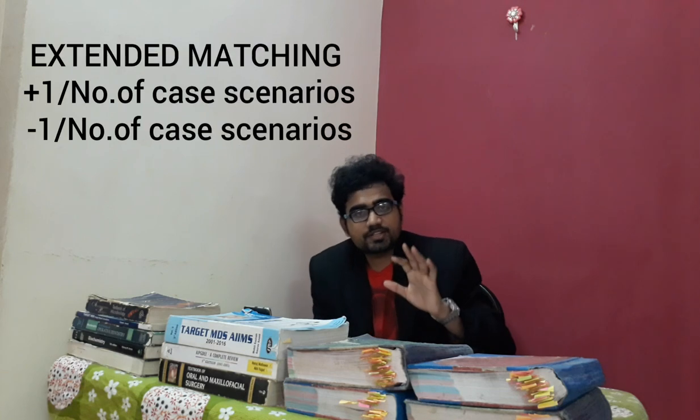So this type of question is going to be tricky. And for every correct answer, you are going to get +1. For every wrong answer, you are going to get -1/4, which is -0.25. Okay. Next is the extended matching question.